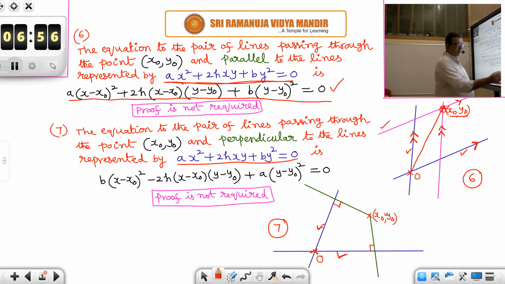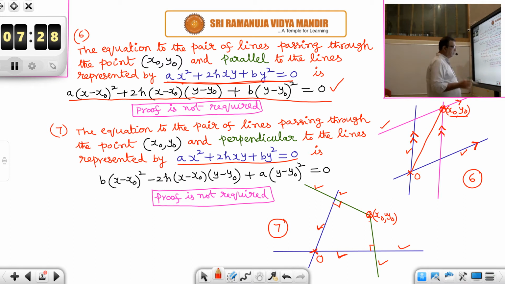Now a point x0, y0 is given. What we want is two lines passing through x0, y0, both of them perpendicular to the blue lines. Say this green line, it is perpendicular to this blue line. Similarly, another green line here, you can see it is perpendicular to this blue line. So these green lines form a pair of lines, is it not?